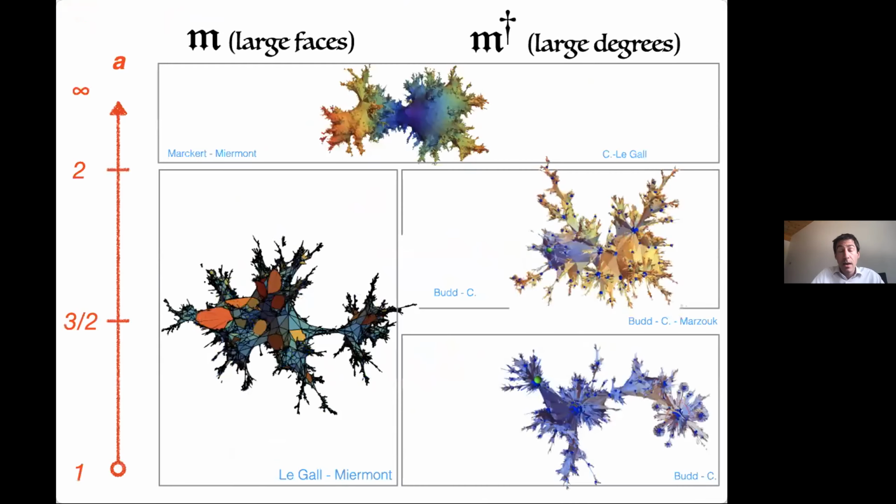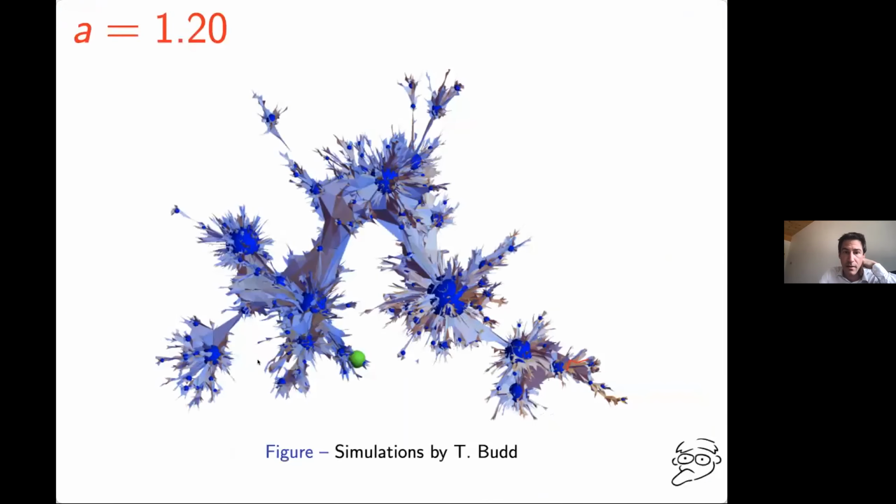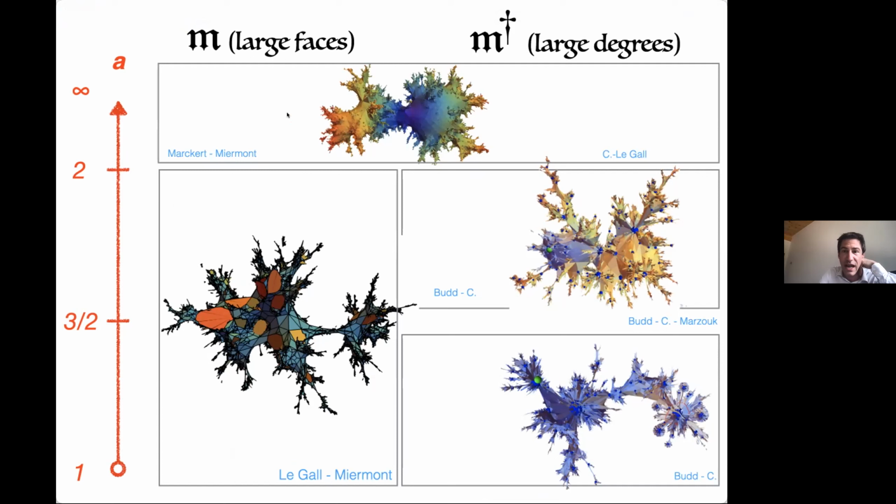Okay? So here is a little recap of what we know. What do we have? We have the parameter a that varies from 1 to 2 here. Above 2, it will be the Brownian paradigm. So when you have small faces, here you have large faces. What you will see on the left-hand side will be for the map with large faces. And what you will see on the right will be for maps with large degree vertices, so the dual.